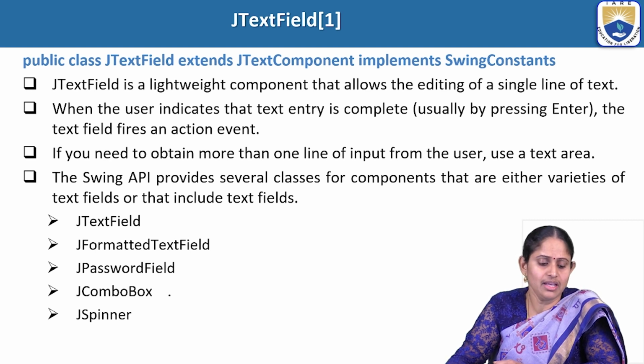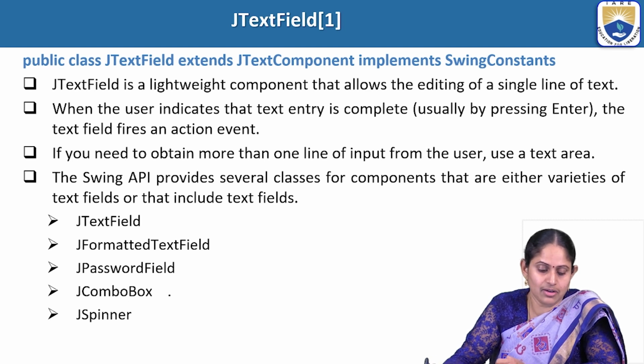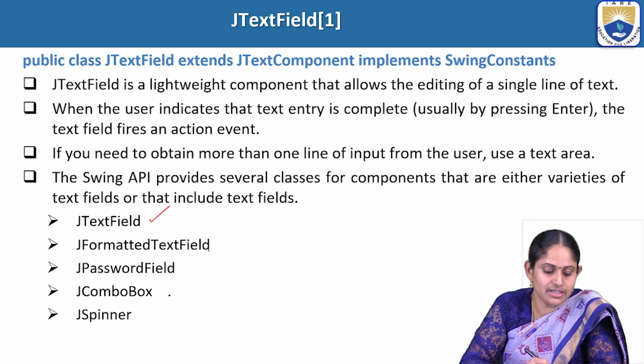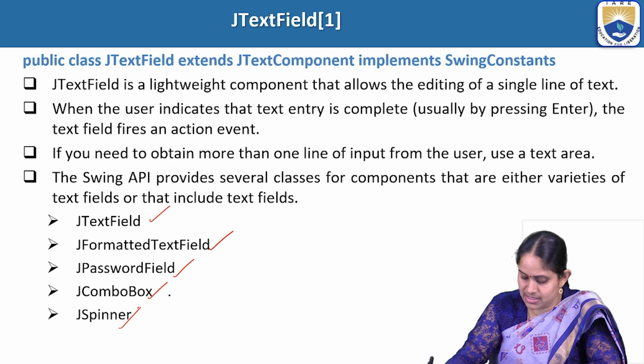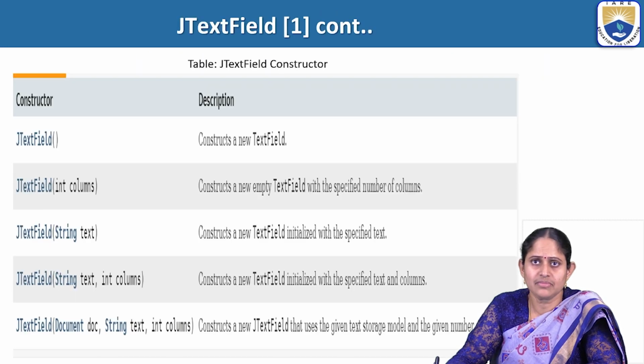The Swing API provides several classes for components that are varieties of text field. So these are the different types of text fields which are supported by Swing: the JTextField, the JFormattedTextField, the JPasswordField, the JComboBox, and the JSpinner. So these are some of the APIs which are used by the JTextField in Swing.